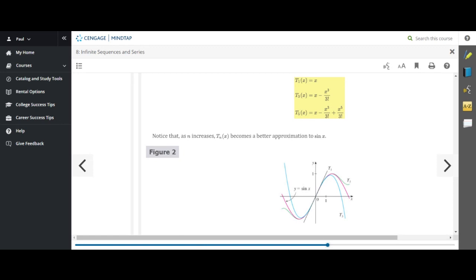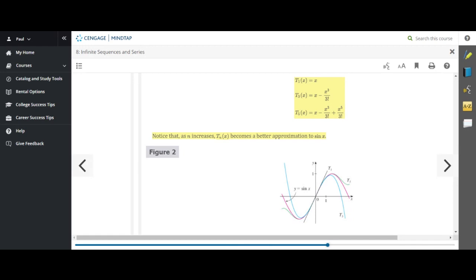And they mention here, notice that as n increases, the Taylor polynomial becomes a better approximation to the sine of x. Now, why would T sub 5 be a better approximation to the sine of x? Just intuitively, why should it be? That's right, Renaud. It's more terms of the power series. The sine of x is equivalent to its power series.